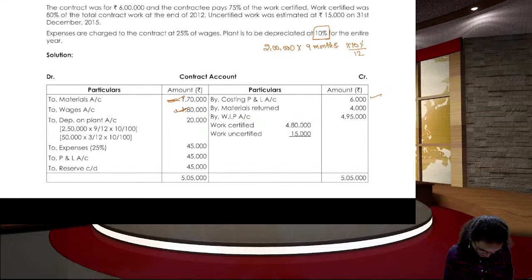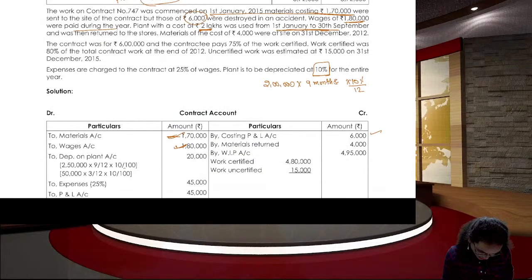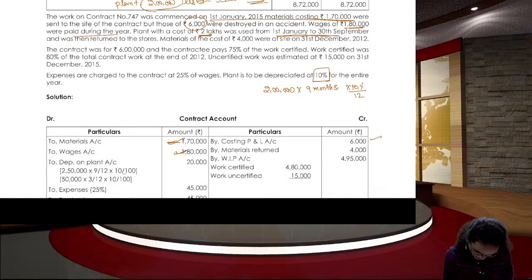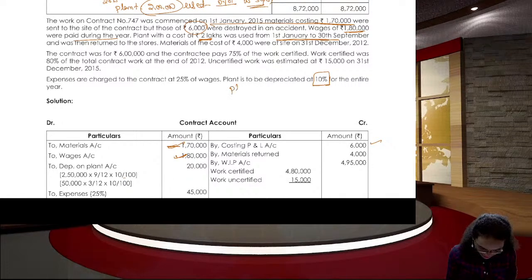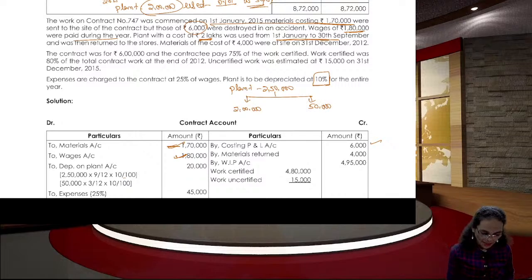Okay, 10%. 2,50,000 total. Okay, everyone pay attention here. See, totally we have plant worth 2,50,000. This is divided into two parts. One is 2 lakhs, the other one is 50,000. Pay attention, everyone. One is 2 lakhs, another one is 50,000.